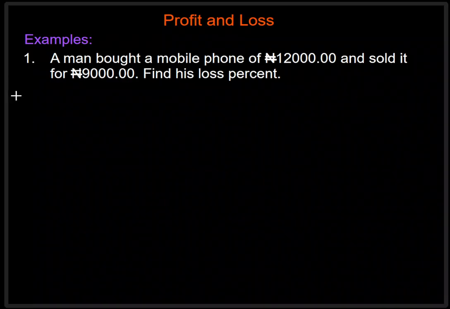Number one, a man bought a mobile phone of 12,000 naira and sold it for 9,000 naira. Find his loss percent. Alright, so let's see what we have here. Solution.